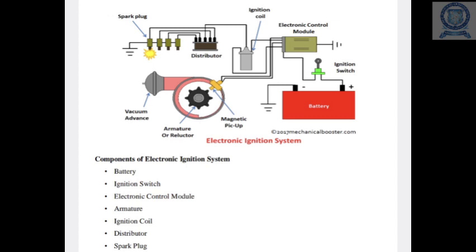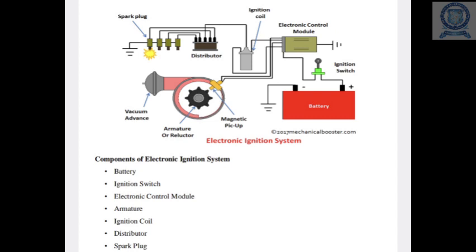In this slide, we are seeing the layout of the electronic ignition system. In it you can see the spark plug, the distributor system, ignition coil, electronic control module, battery, magnetic pickup unit, armature or reluctor, and vacuum advance. So these are some of the layout elements of the electronic ignition system.